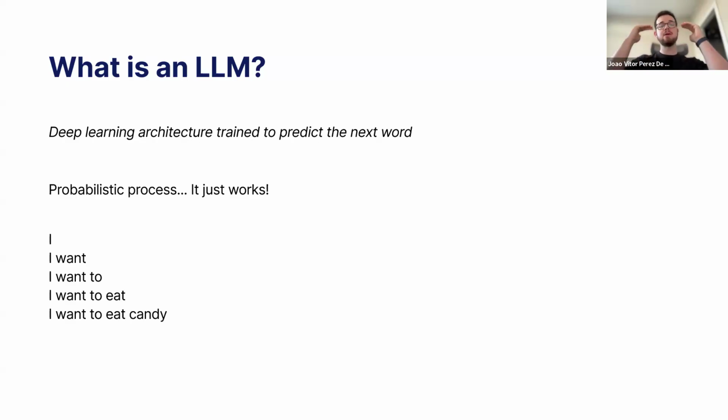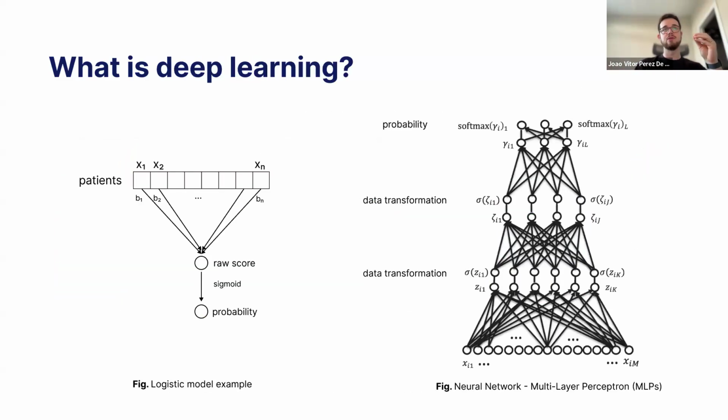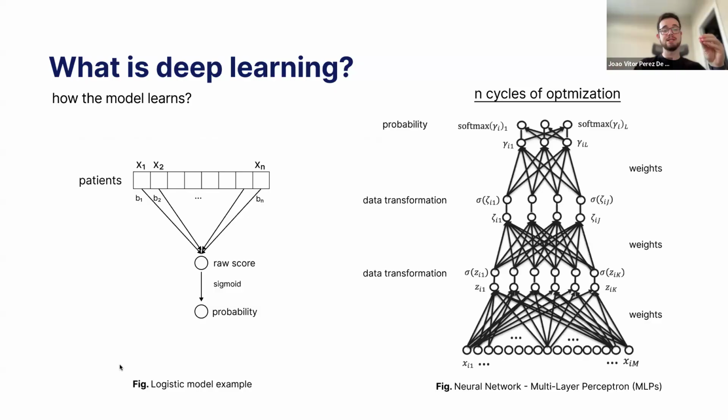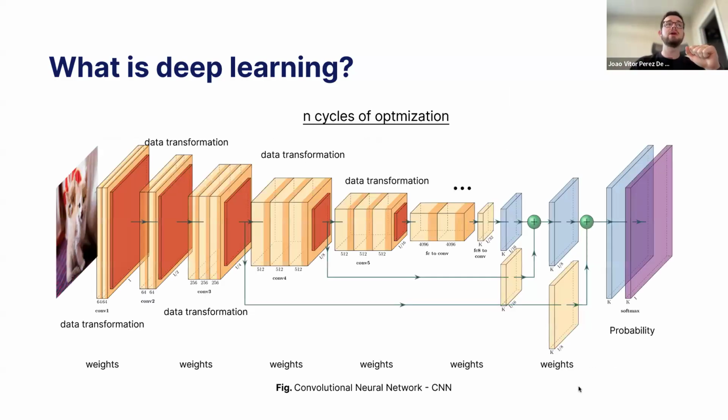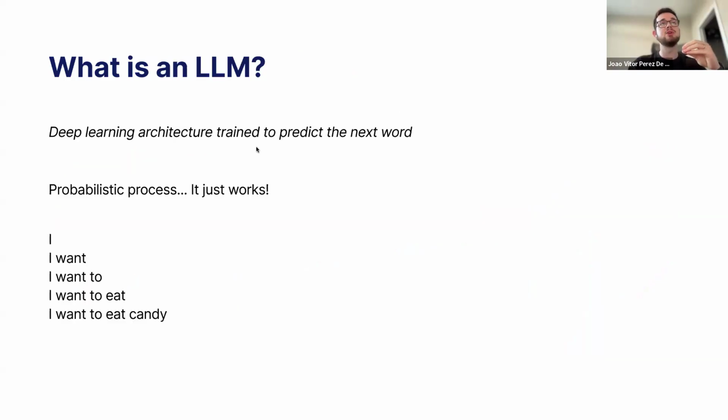But the thing that I want you to think about is that for all of these other models, like the logistic regression, you're predicting your binary outcome. For your multi-layer perceptron, you can have multi-class outcomes. For an image, you can have thousands and thousands of possible outcomes, and you're going to get their probability. But with a large language model, you are trying to train the model to predict the next word in a sentence. Okay?